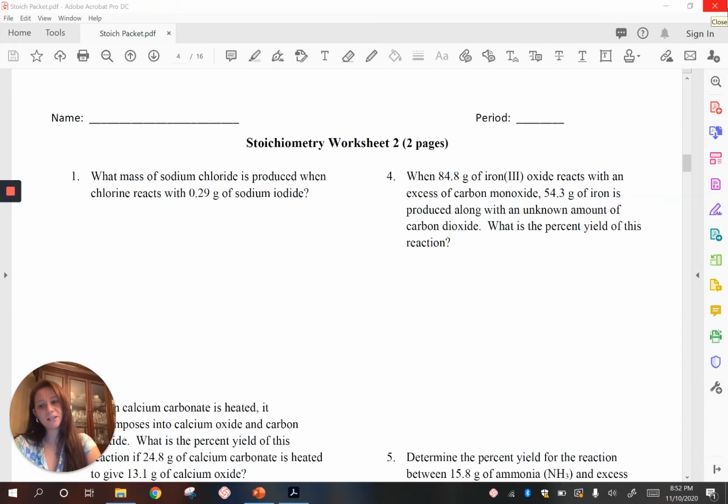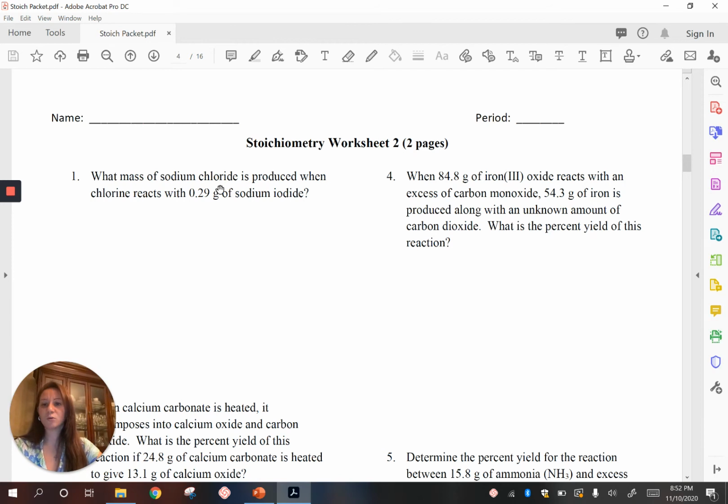Hello, my awesome chemists. We are working on chapter 12, Stoichiometry, and we are going to start worksheet 2. In worksheet 2, we're going to review what you did in worksheet 1 and then also talk about percent yield. So let's look at number 1 here, which is review from worksheet 1.